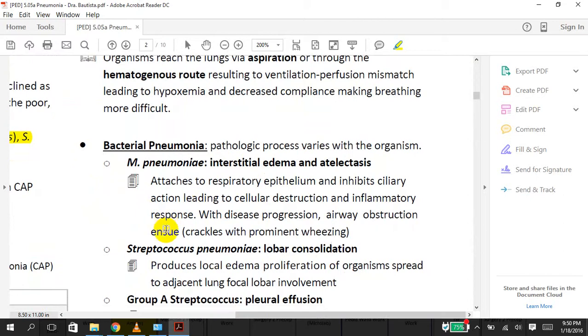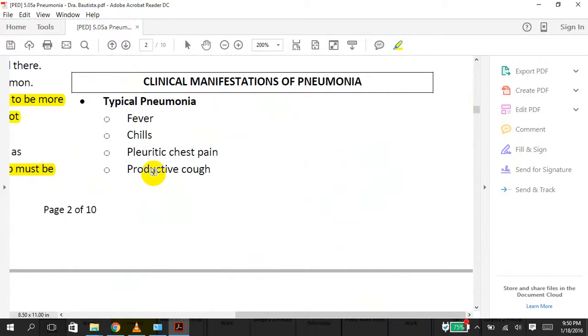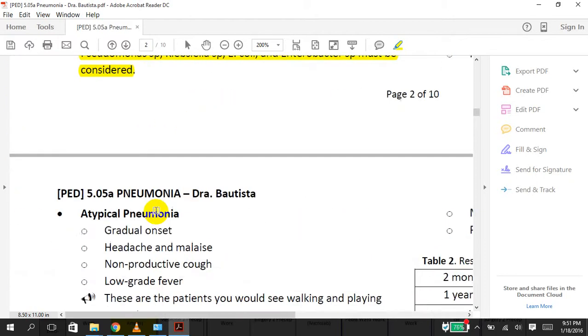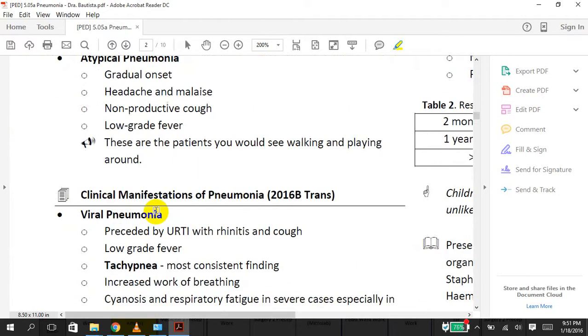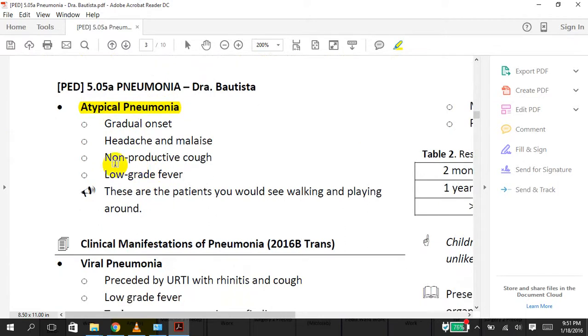and then viral pneumonia. The clinical manifestations of pneumonia, especially the typical pneumonia, would be fever, chills, pleuritic chest pain, productive coughing. As for the atypical pneumonia, we'll have gradual onset and then non-productive cough and then low-grade fever.